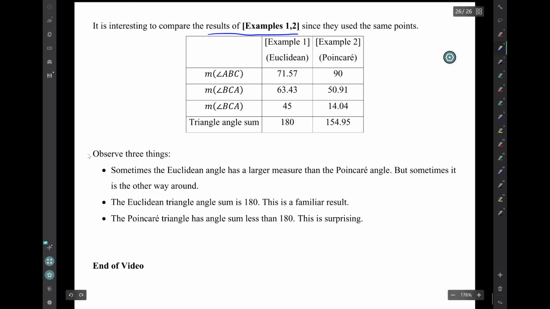The other thing to notice is the angle sums. It's no surprise that the Euclidean triangle had an angle sum of 180. You've been familiar with that for years. But what's surprising is the Poincaré triangle has an angle sum that's less than 180.